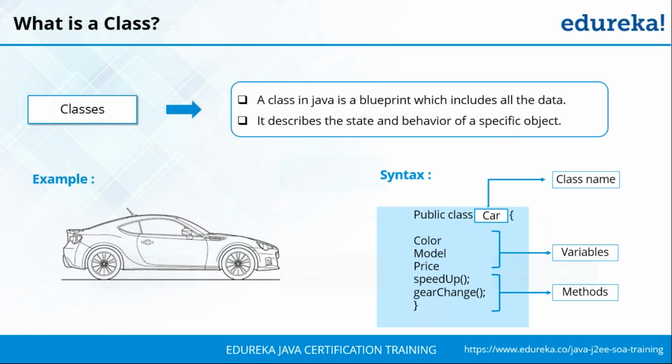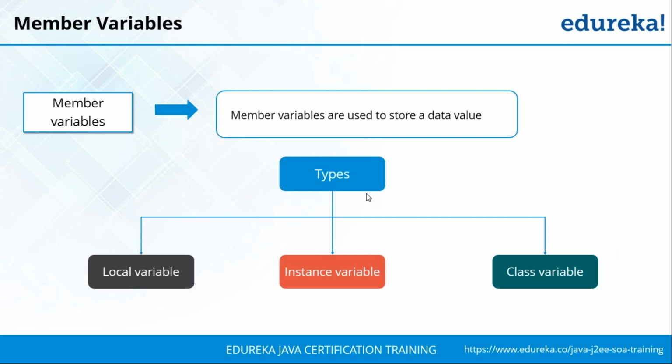So all these are considered to be a variable where the values are changing with their own requirements. Now coming back to the slide, a member variable is a variable that belongs to a specific class. So these member variables are classified into three types: local, instance, and class variable. So let's see what exactly they are and how they are used.